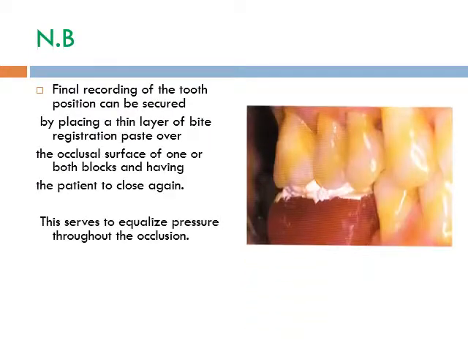Final recording of the tooth position can be secured by placing a layer of bite registration paste over the occlusal surface of one. هنا بعد ما بنحط الواكس ونلاقي الاوكلوجن بتاع الناتشورال تيث مظبوطين بقفل الاوكلوجن على الريكورد بلوك. بان انا احط ايه ثين لاير من الباست على البايت بلوك والاوكلوزال سيرفيس اوف one بلوكس اند هافينج ذا بيشنت تو كلوز ان هم يقفلهم عليهم. This serves to equalize the pressure throughout.